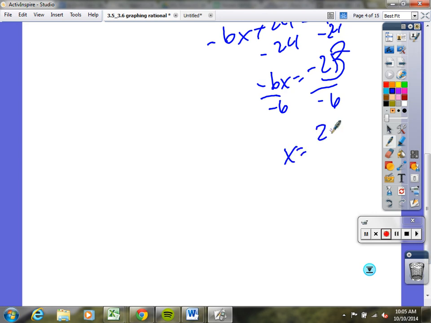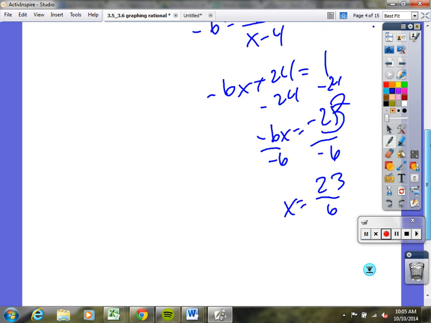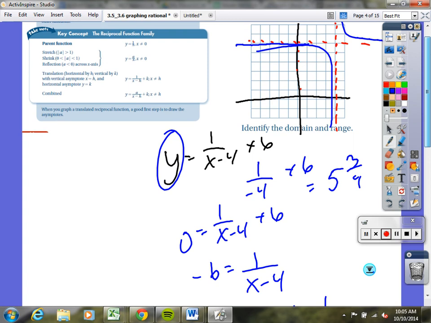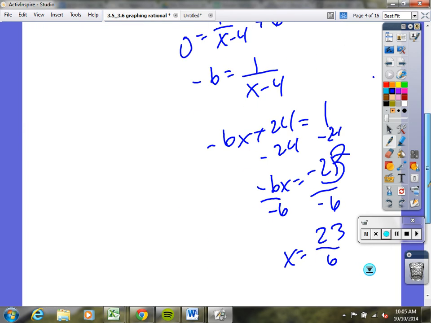So x is 23/6, which is right before 4, right? Everybody see how it's right before 4? Does that graph look like he's crossing right before 4? Doesn't it? Reasonable sense. Let me show you another way really quick.